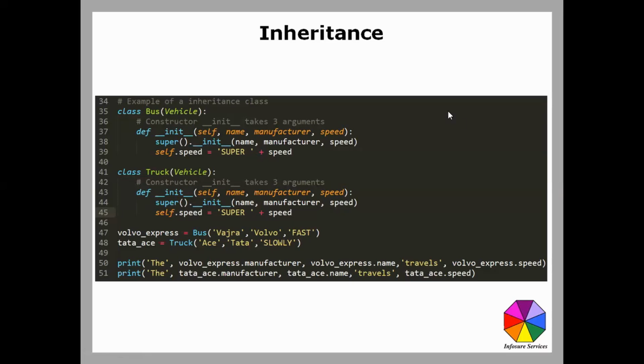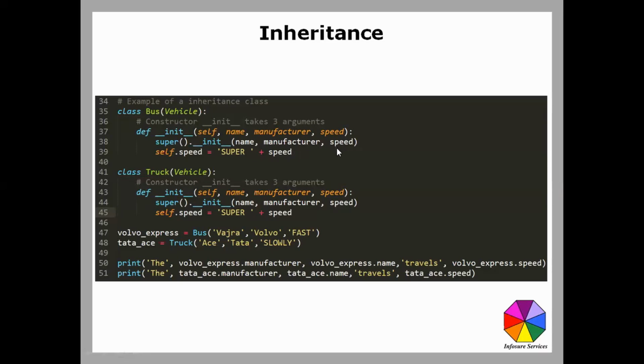And all you do in creating child classes, like in this example, bus class and truck class, is pass the parent class name. Now, if I want a couple more parameters to be passed for the child class, besides name, manufacturer, and speed, then you add them here. You can add your own properties here. Yes, you can add.